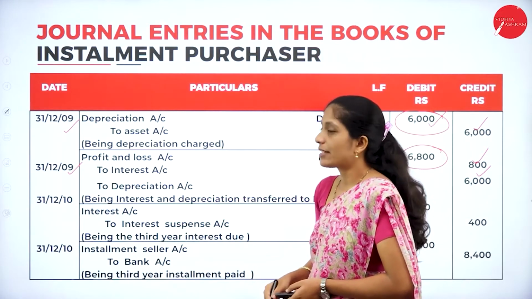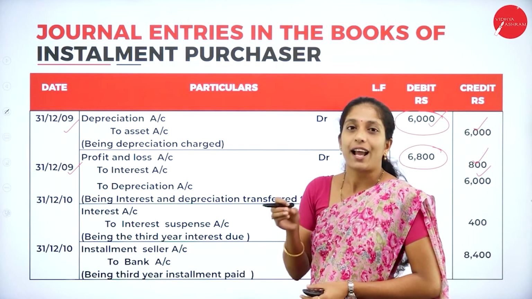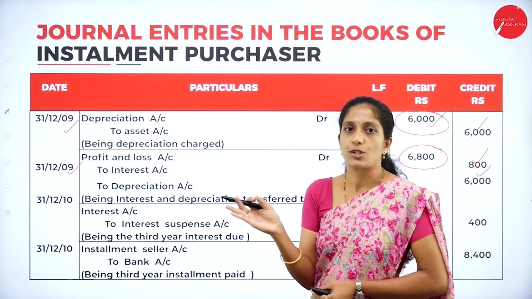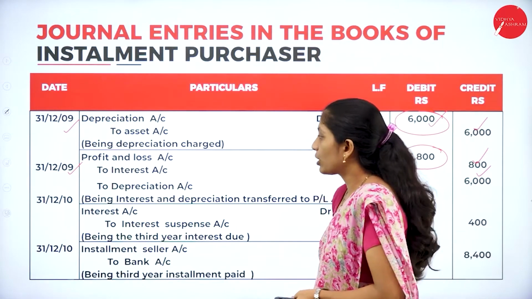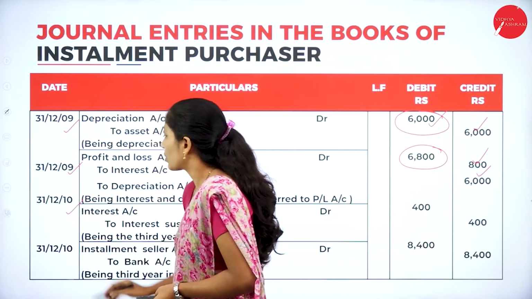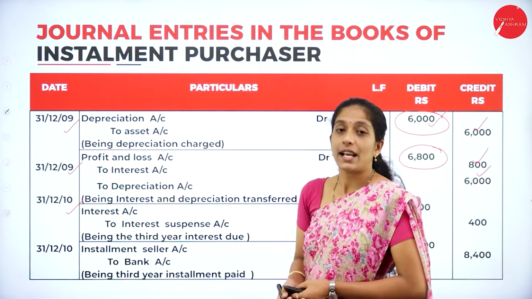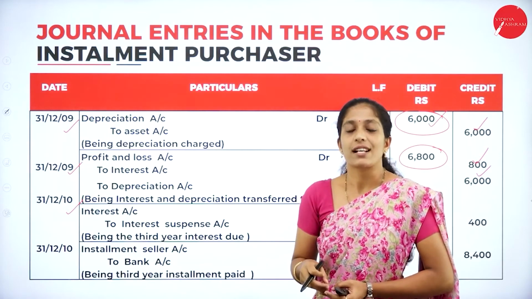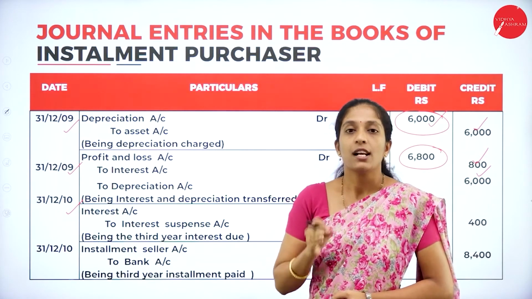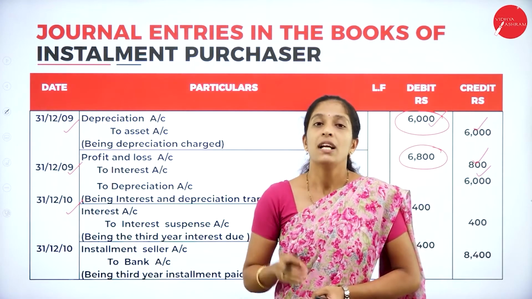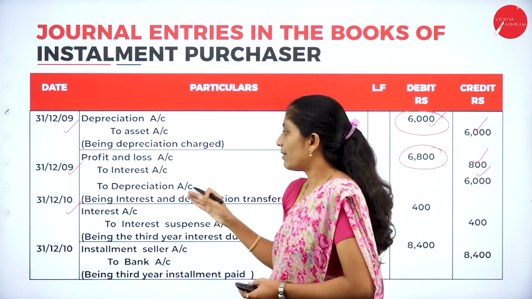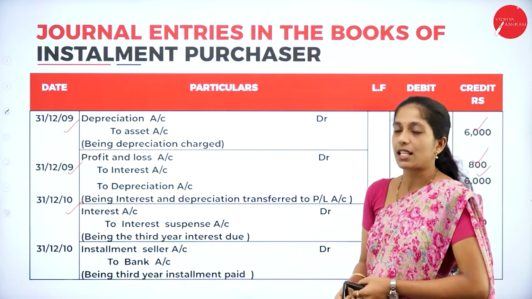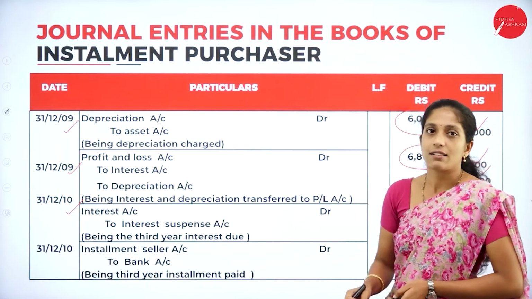Now come to the last year, because the installment has to be made in 3 equal installments. So we are done with 2 years. Now come to the third year, that is 31/12/2010. So what is the entry? You don't have the 2 entries for purchase of asset and the down payment, so we'll start recording from interest due. Your entry will be interest account debit to interest suspense account, being third year interest due.